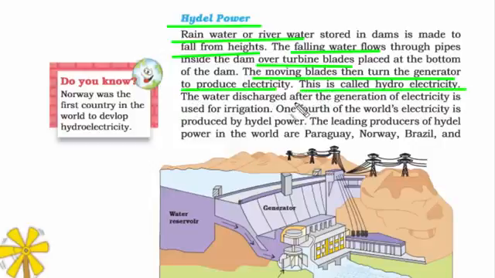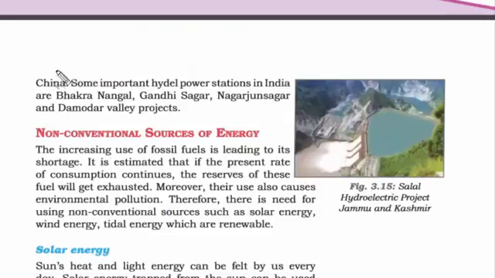And it is a non-conventional source of energy because after the generation of electricity, the water is used for irrigation. So there is no wastage. So currently one-fourth of the world's electricity is produced by hydropower. And the countries that use it are Paraguay, Norway, Brazil and China. We also have hydropower stations in India and they are located at Bhakra Nangal Dam, Gandhi Sagar Dam, Nagarjuna Sagar Dam and Damodar Valley projects.